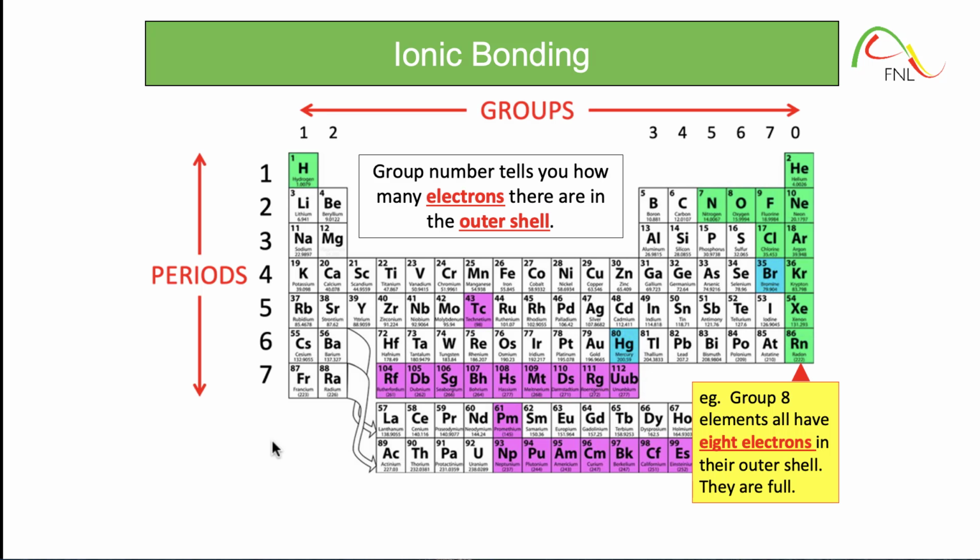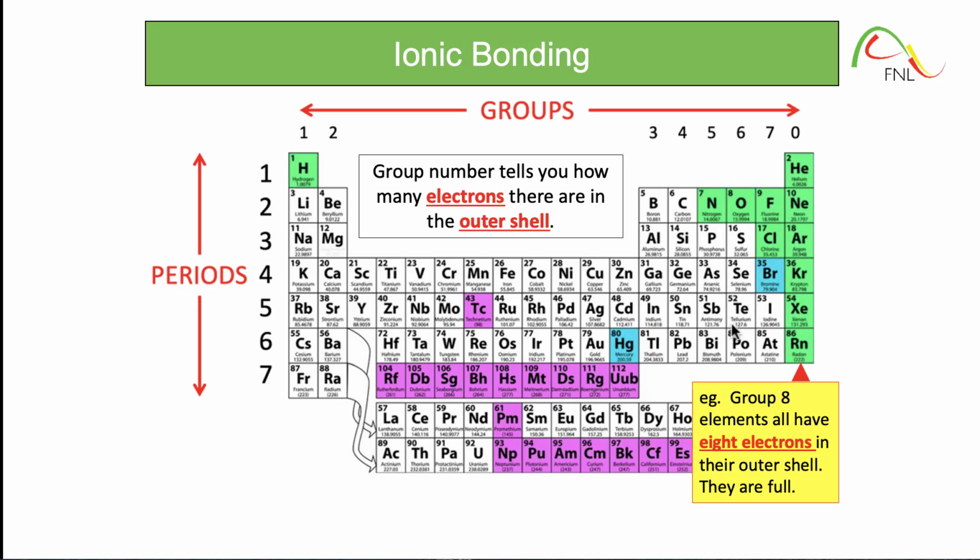Now before we start looking at bonding itself, let's think about the periodic table. We've covered this in a recent video. And what do we know? Well, the group is what we're interested in here. The group number tells you how many electrons there are in the outer shell. So in group 1 there's 1 electron in the outer shell, group 2 there's 2, 3 and so on.